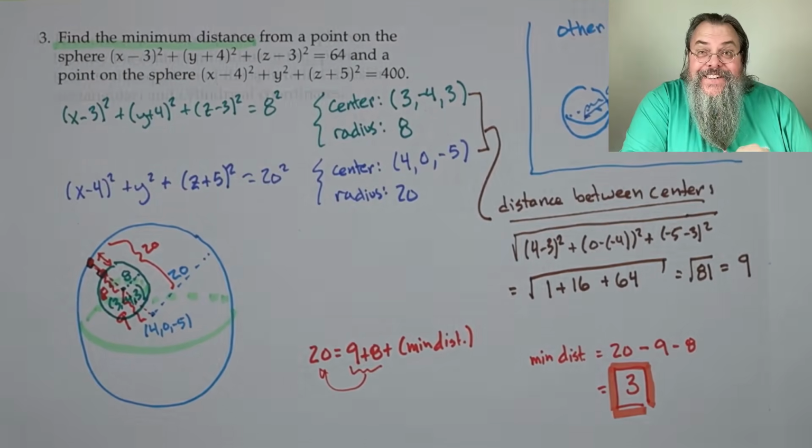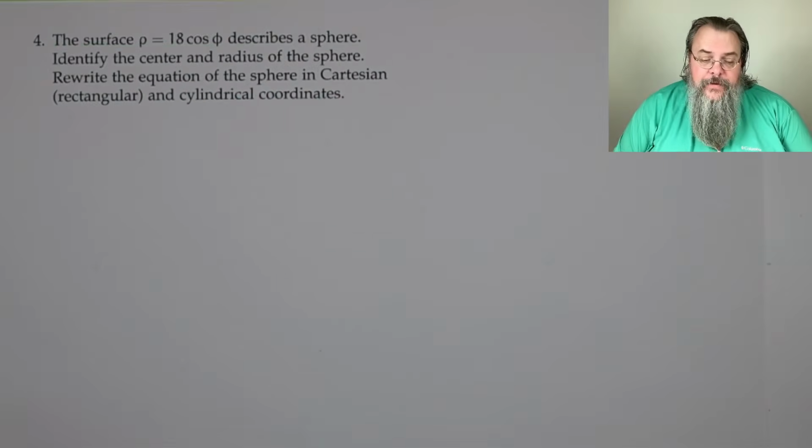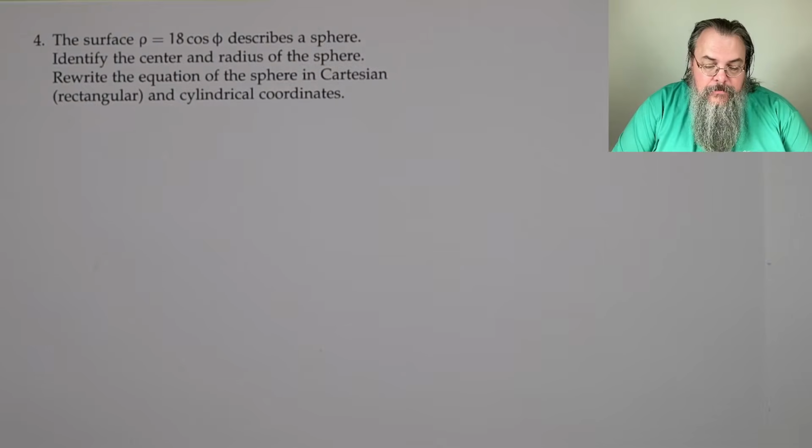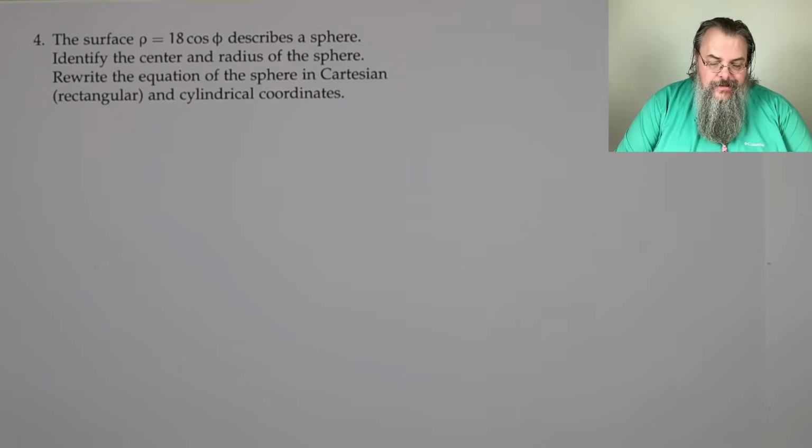Oh yeah! The surface rho equals 18 cosine phi describes a sphere. Really? Huh.